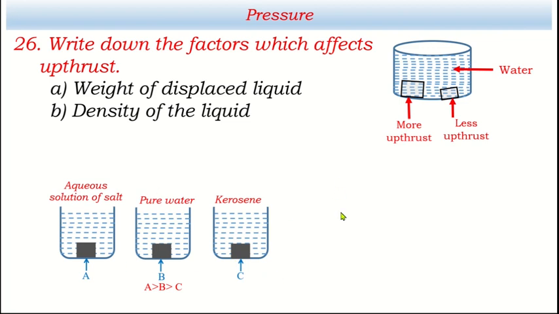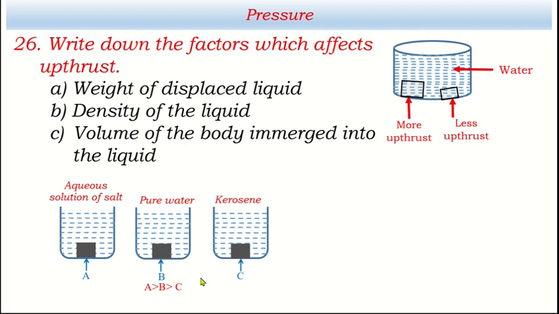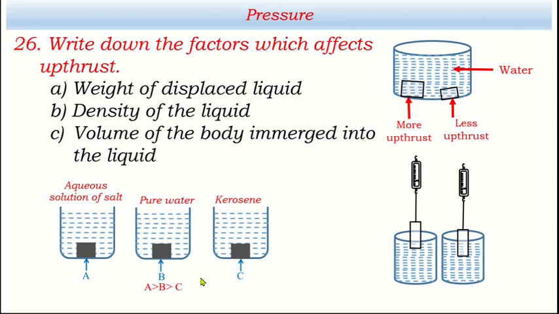This way we can say that upthrust depends upon the density of the liquid. The more the density, the more the upthrust. Let's have another factor: the volume of the body immersed into the liquid. If more volume is immersed into the liquid, then it will experience more upthrust. We can understand this with the help of a diagram.